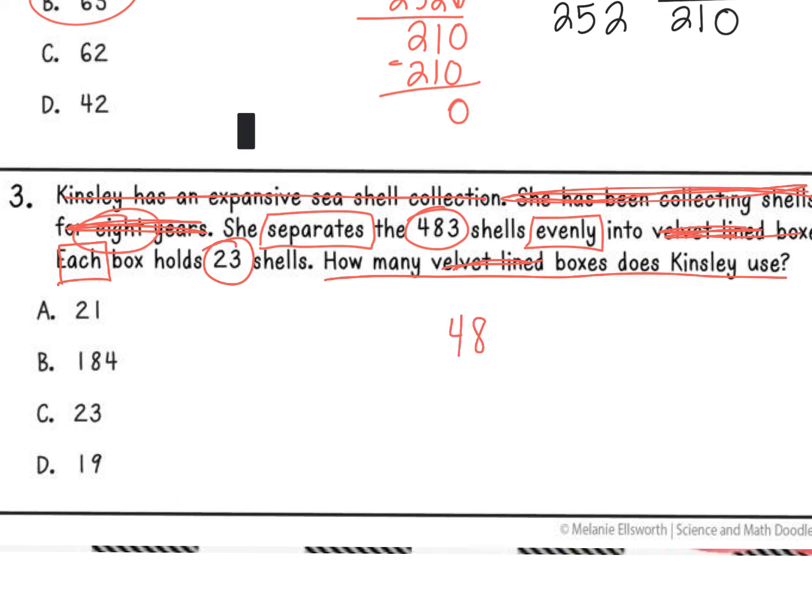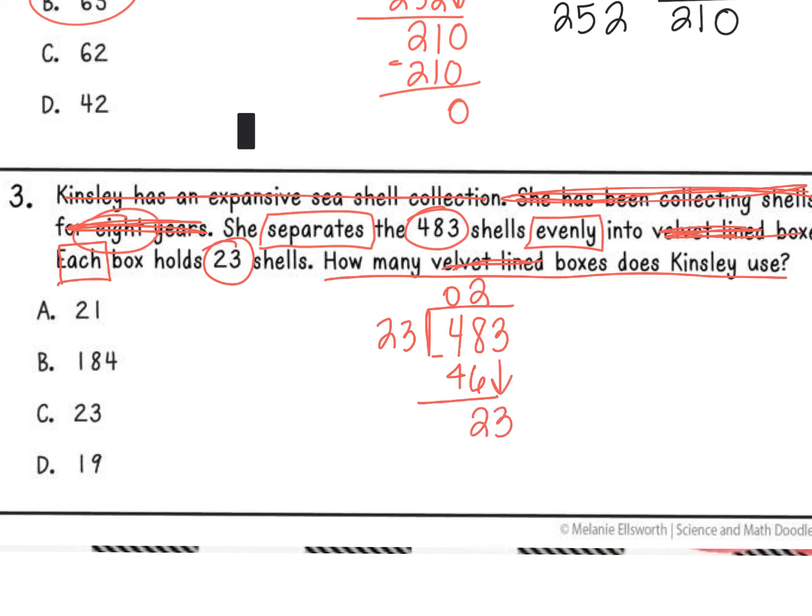483 divided by... Very good. How many groups of 23 can be made from 4? 0. The hero tells me so. Okay? How many groups of 23 can be made from 48? 2. 23 times 2, Mama said 46. Sister says subtract. Brother says bring down.